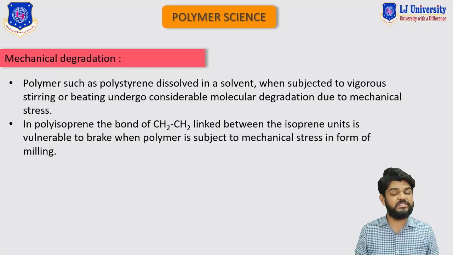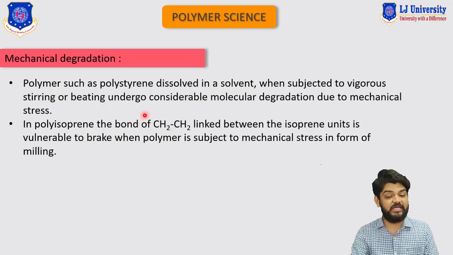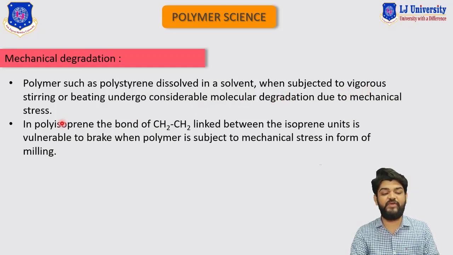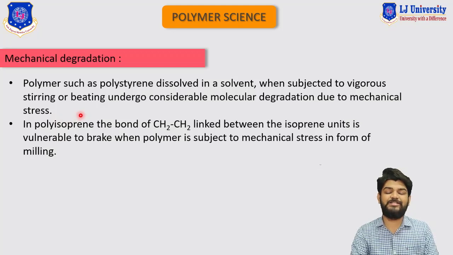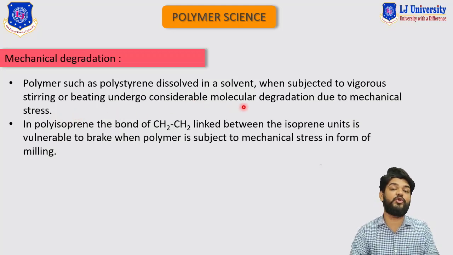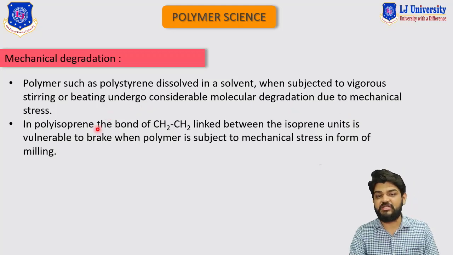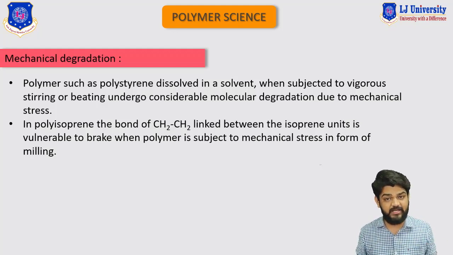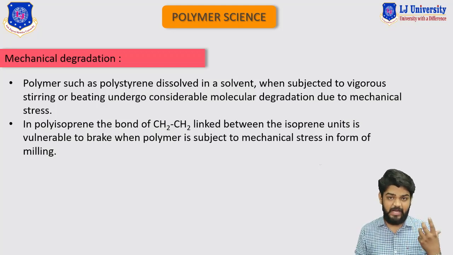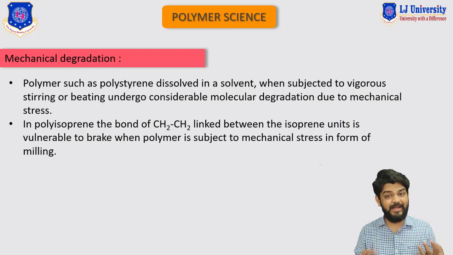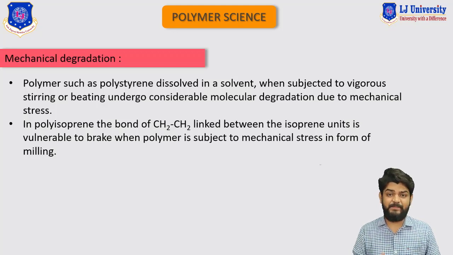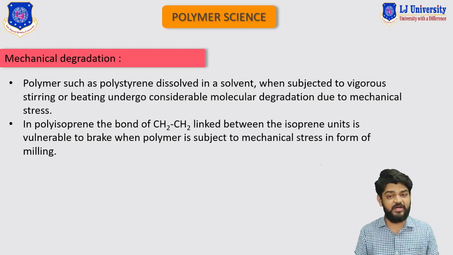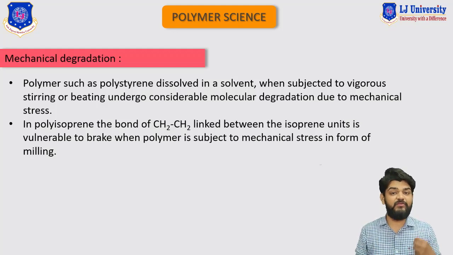As you can see here on the screen, a polymer such as polystyrene dissolved in a solvent, when subjected to vigorous stirring, agitation, or beating, undergoes a considerable amount of molecular degradation due to mechanical stress. So a polymer such as polystyrene or polyethylene, when mixed with a specific type of solvent and subjected to some mechanical stress, either in terms of stirring or the beating process that we will discuss in the next chapter, will start to degrade. It will lose its molecular weight, and we will observe a reduction in the molecular weight of the polymer.